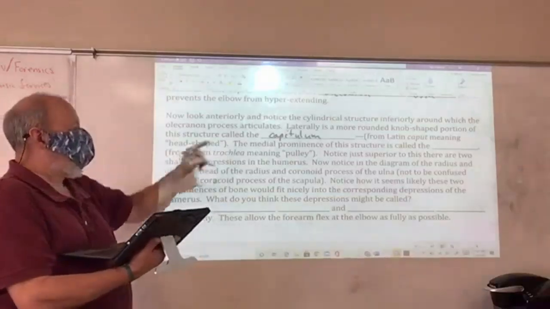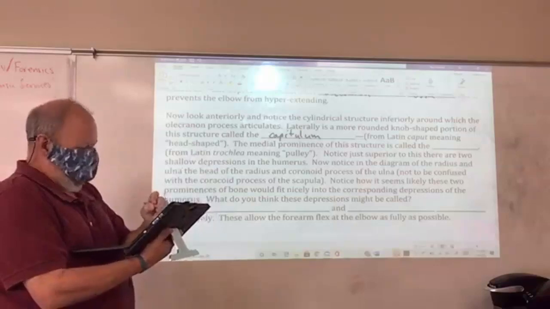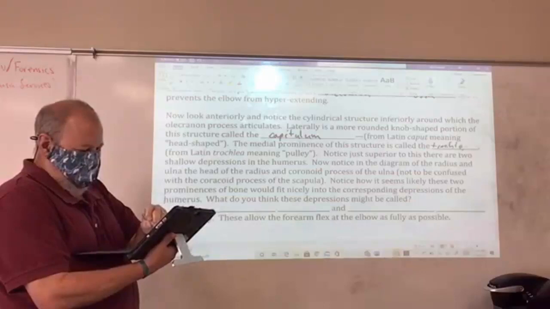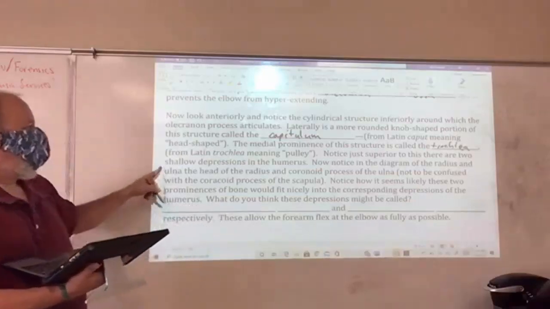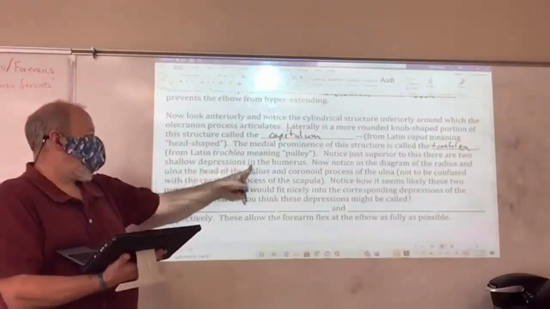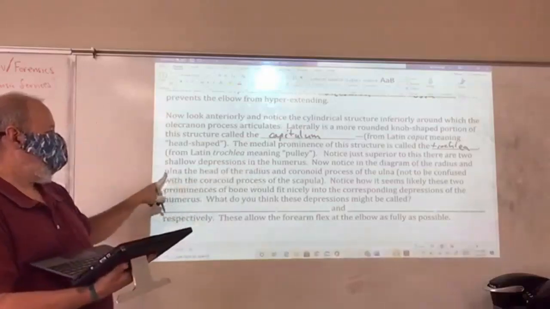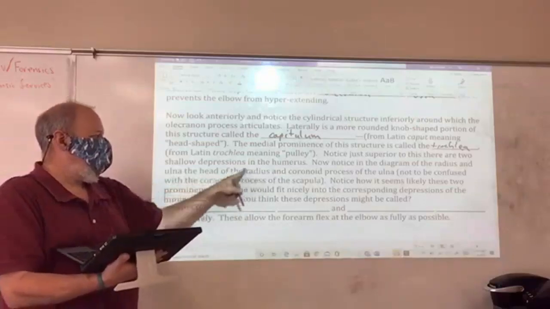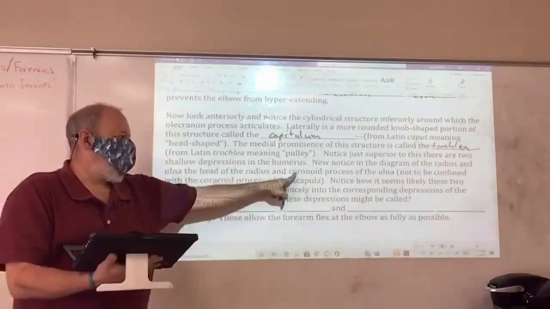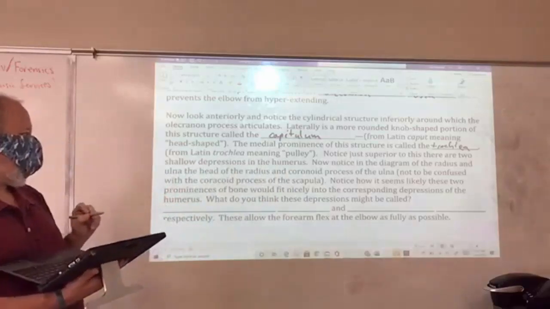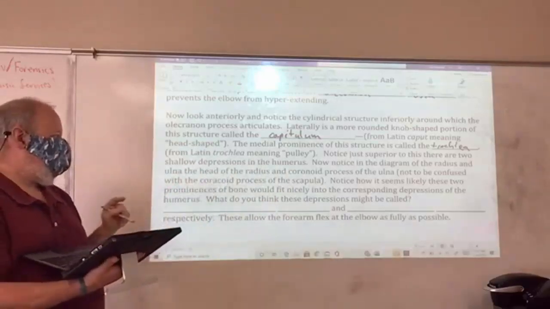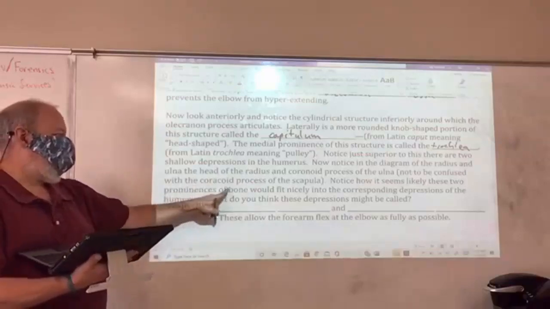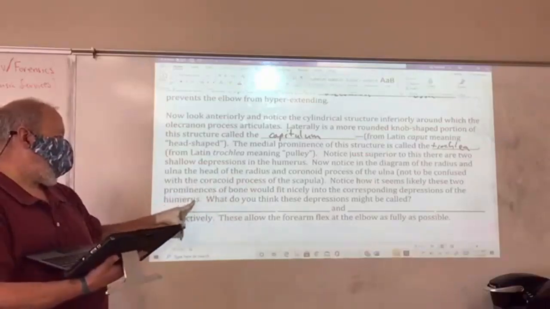The medial prominence of this structure is called the trochlea. And we explained all that. And then just superior to this are two shallow depressions in the humerus. Okay? And we said one was for the head of the radius. That's going to be called the radial fossa. One was for the coronoid process, not to be confused with the coracoid process of the scapula. So these two prominences of bone would fit nicely into the depressions of the humerus.